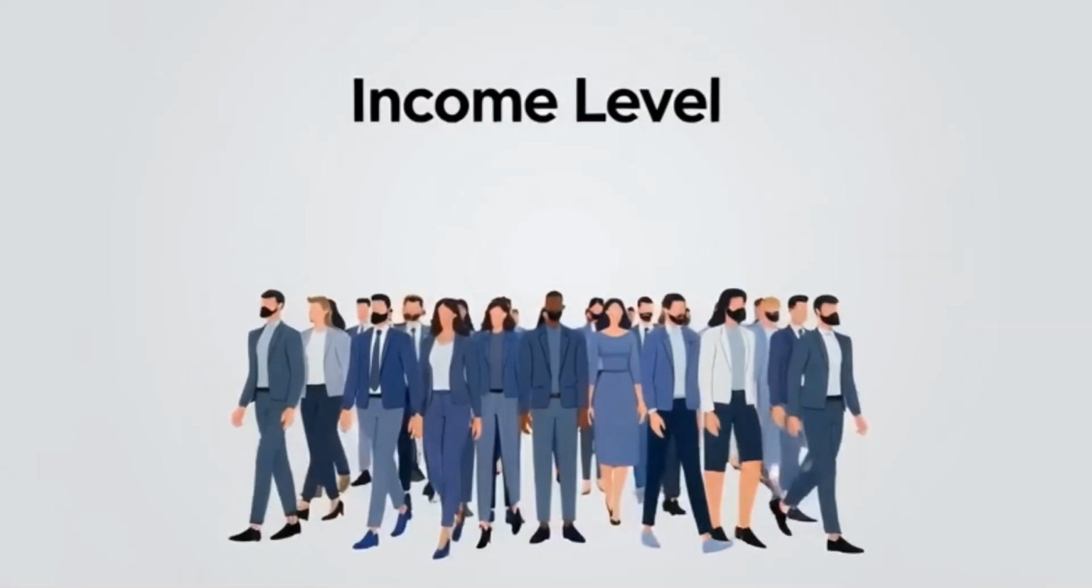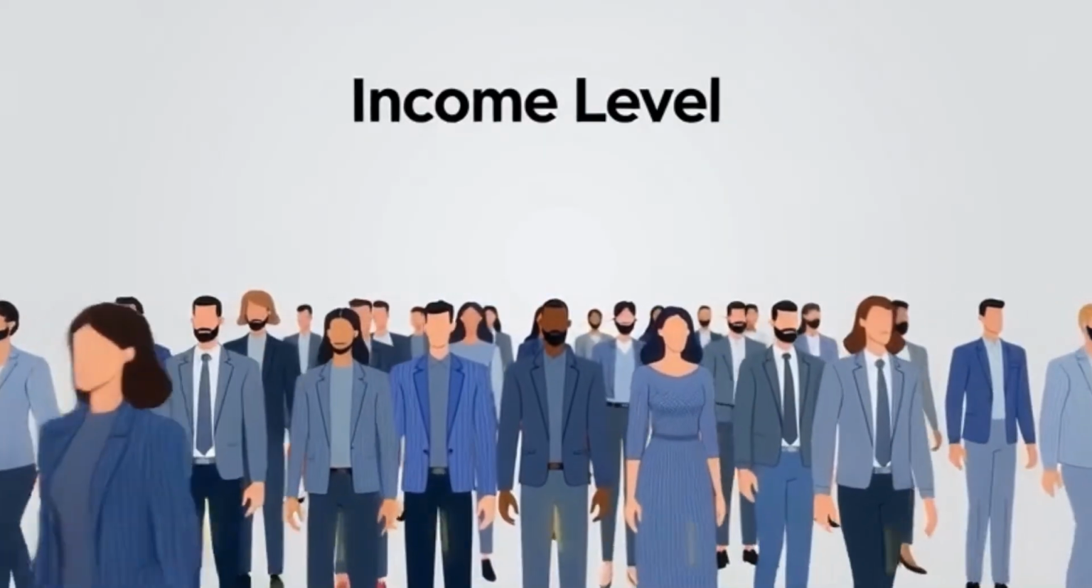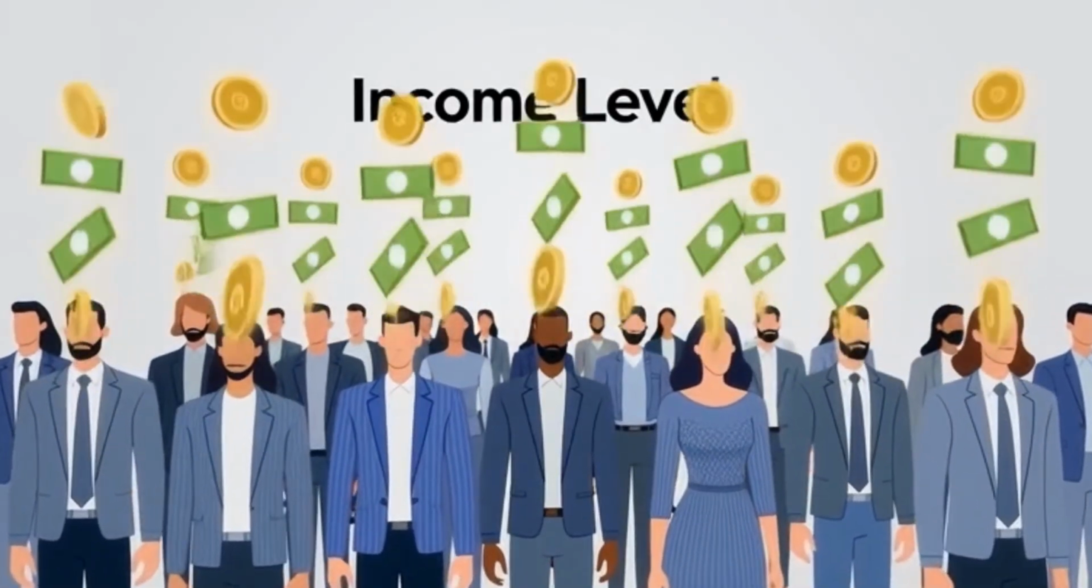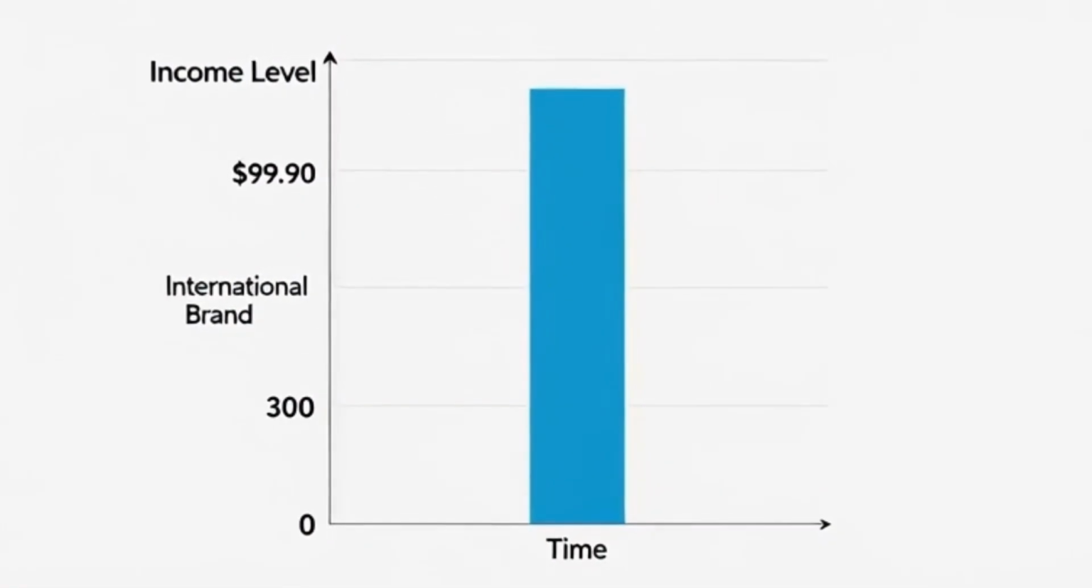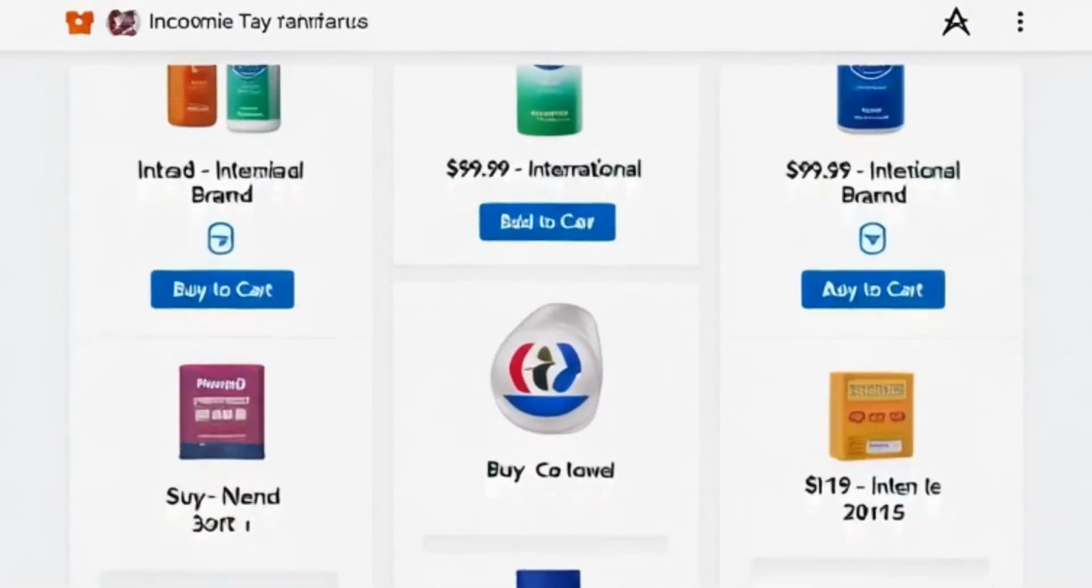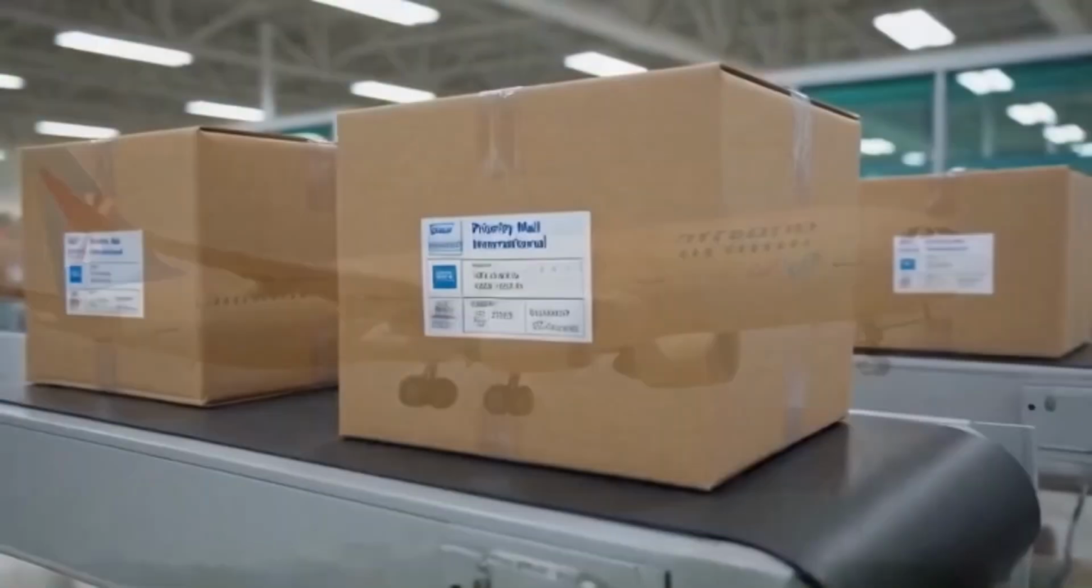As population grows, income also plays a role. Let's look at income levels. When income levels increase, people demand more goods, including imports. Higher income increases purchasing power. For example, consumers may buy international brands online or travel abroad to shop.